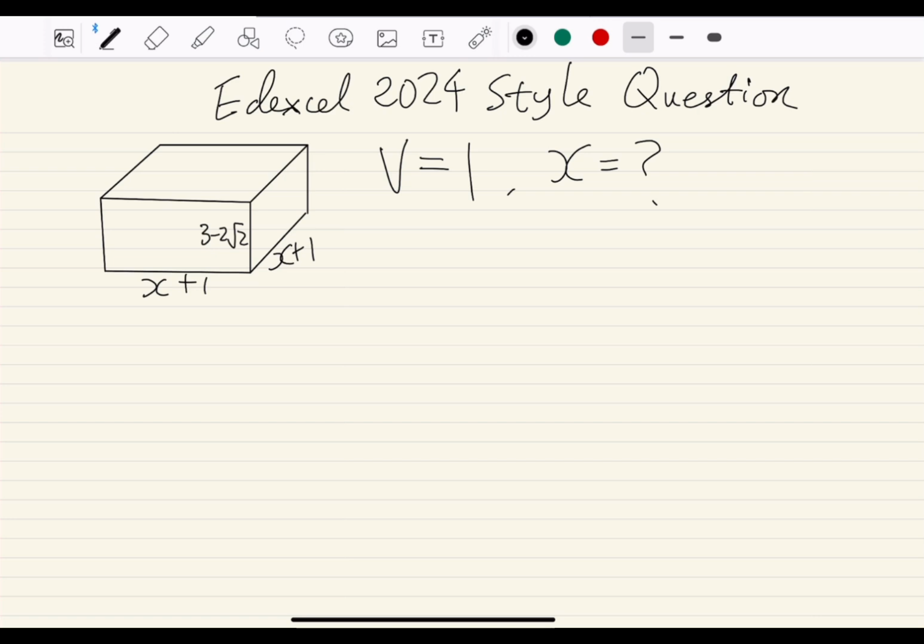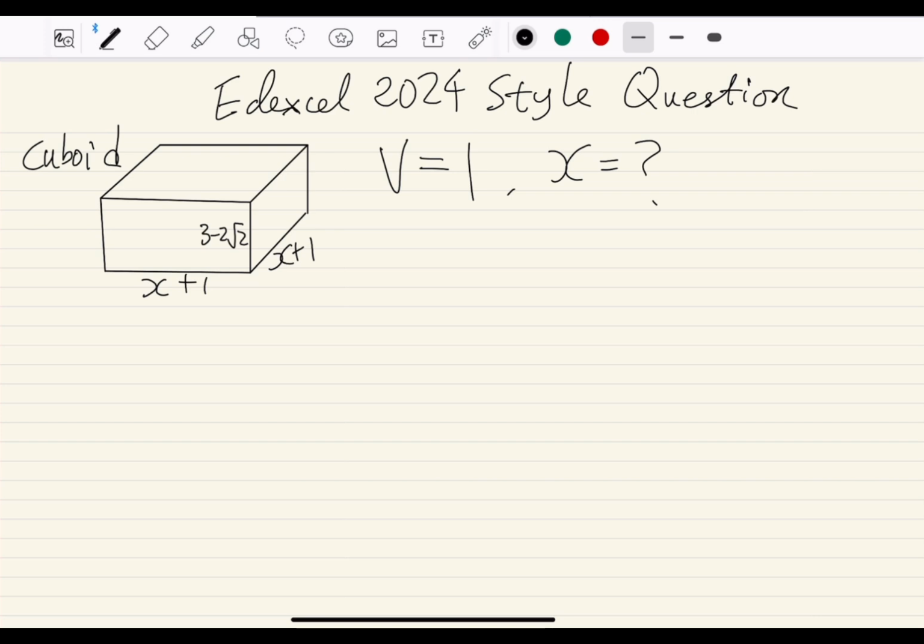There's a cuboid, as you can see, and the two bottom sides are both x plus 1, and the height is 3 take away 2 square root 2. Then what is x? We also know the volume of this cuboid is 1. So how can we solve this problem?